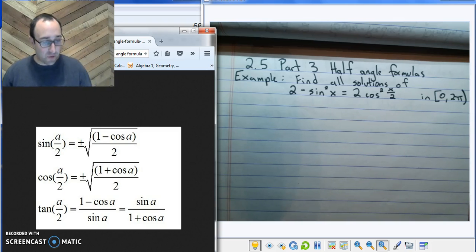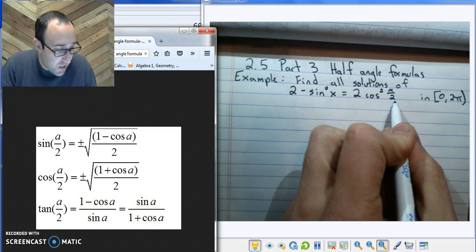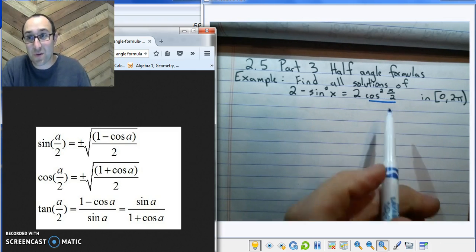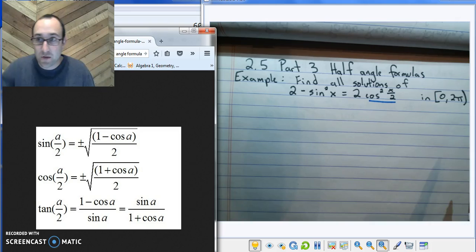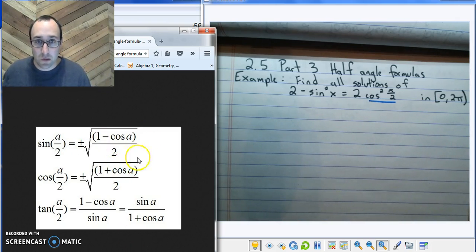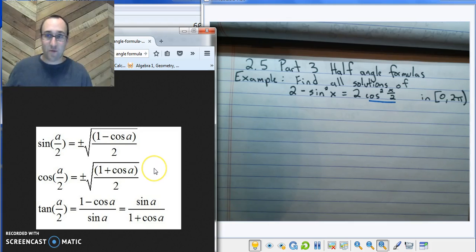So what we're going to do first is, let's look right here. I've got cosine squared x over 2, so I'm going to use the half angle formula right there, and that's the only spot I'm going to need to use it. So now let's go over to here. Cosine is right here, so we're going to rewrite that cosine of x over 2 with that formula. Everything else stays the same.